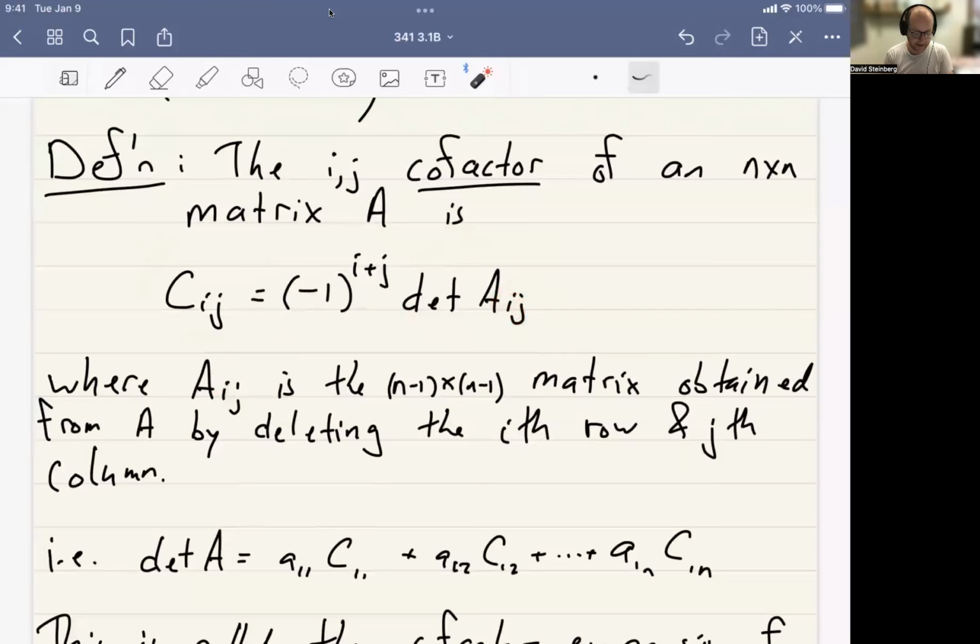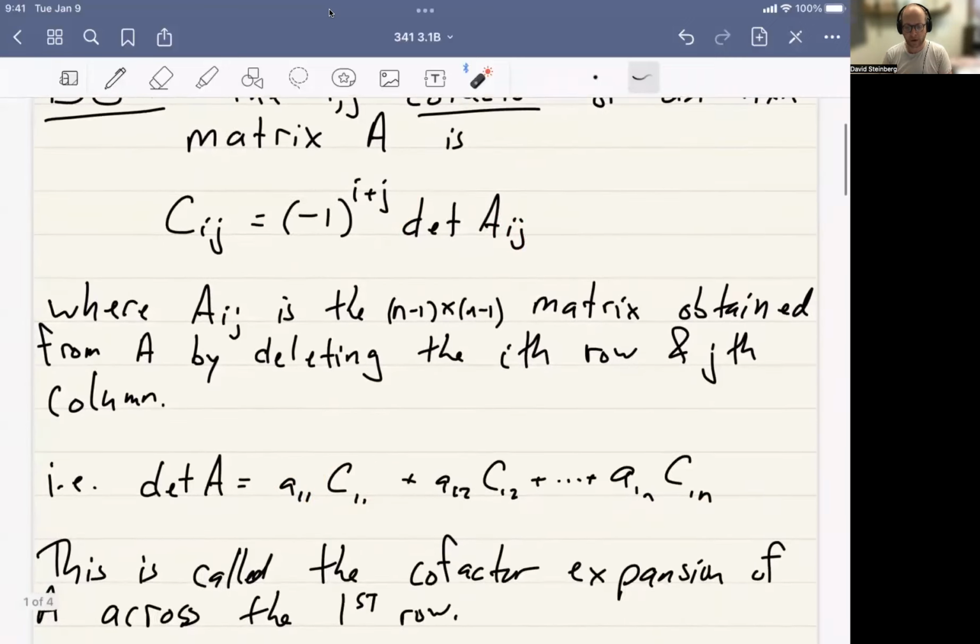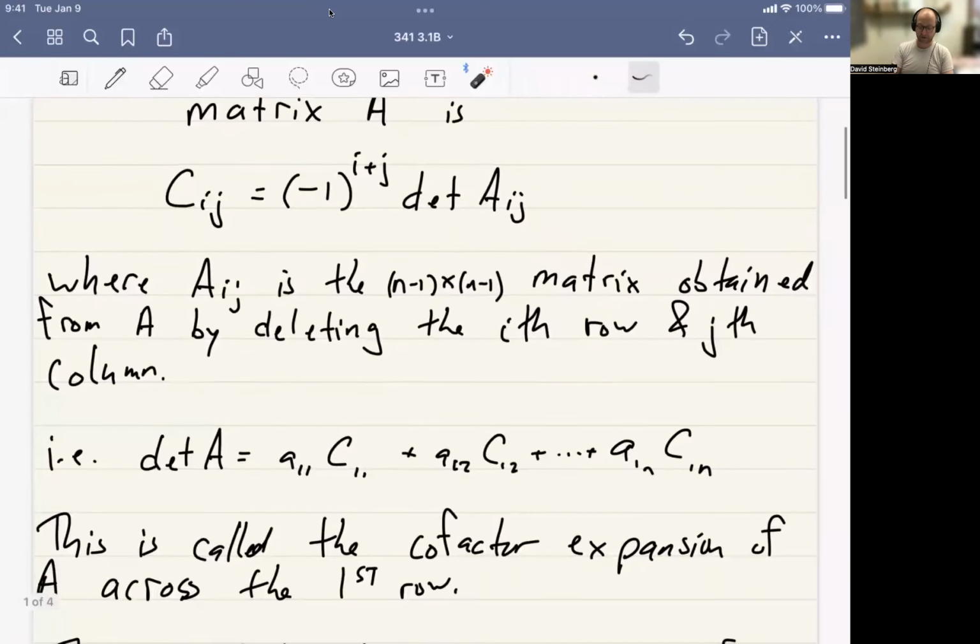So previously we'd seen that the determinant was a11 times the determinant of A11, plus or minus, plus or minus, plus or minus. The plus or minus are all carried in here, and so these C's are just these determinants of these submatrices. So this is called the cofactor expansion of A across this first row because the weights are the values of the matrix on the first row.